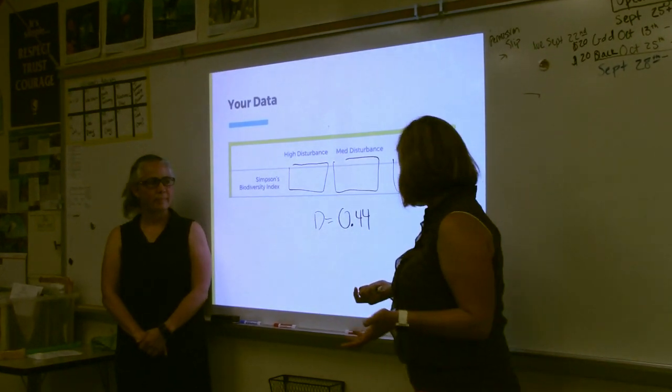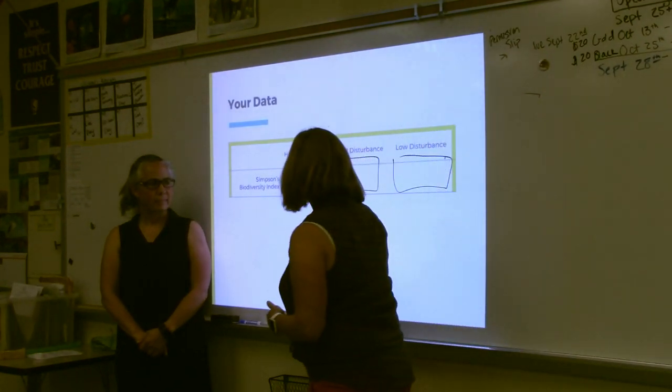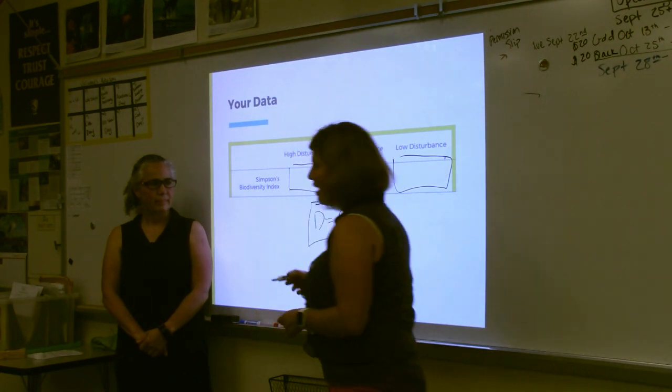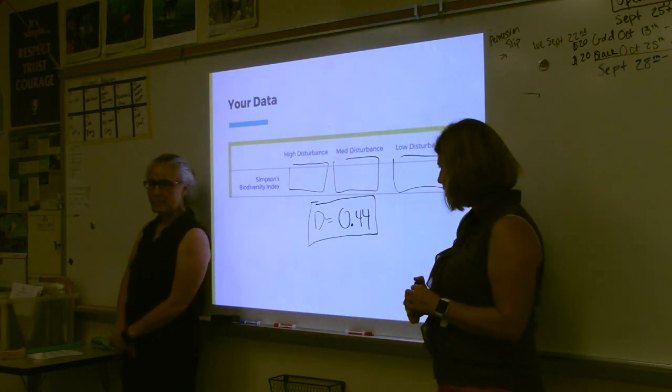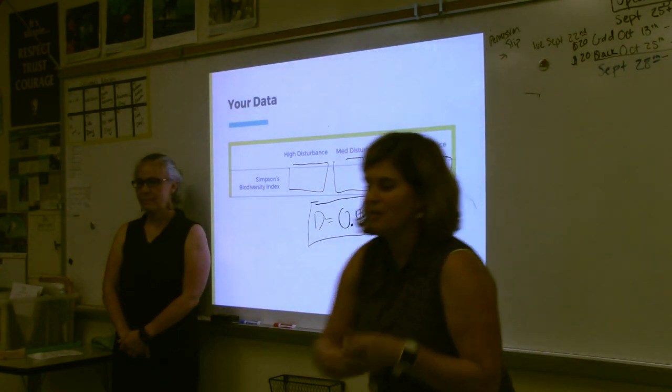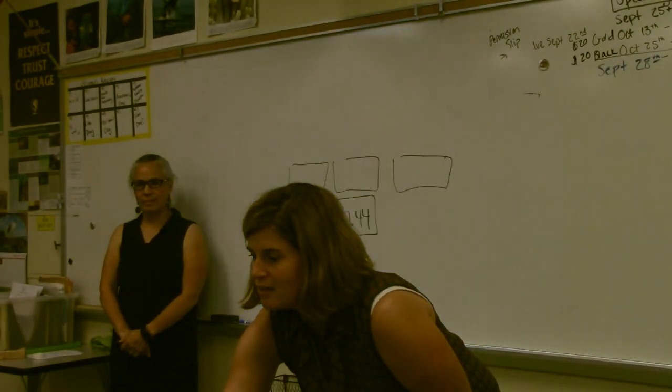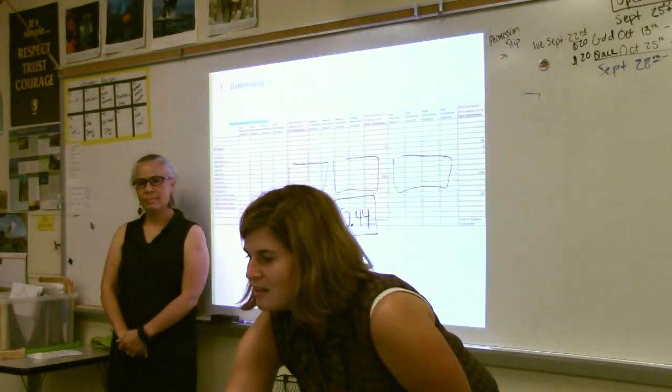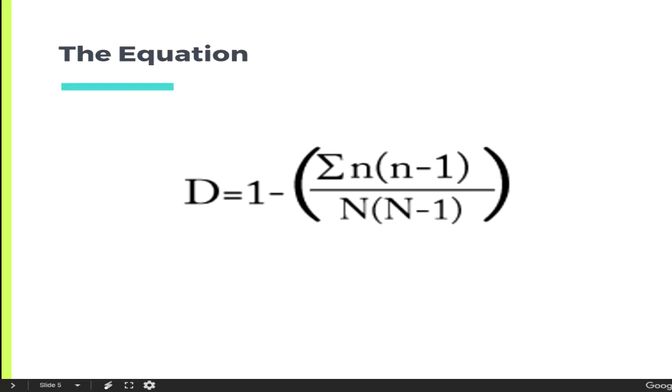What you might be wondering though is, how does this crazy equation actually work to give us this diversity index? So I'm just going to go back for a second to a slide that has the equation right there. And I don't know, Terry, can you give us some insight? How does this actually work?